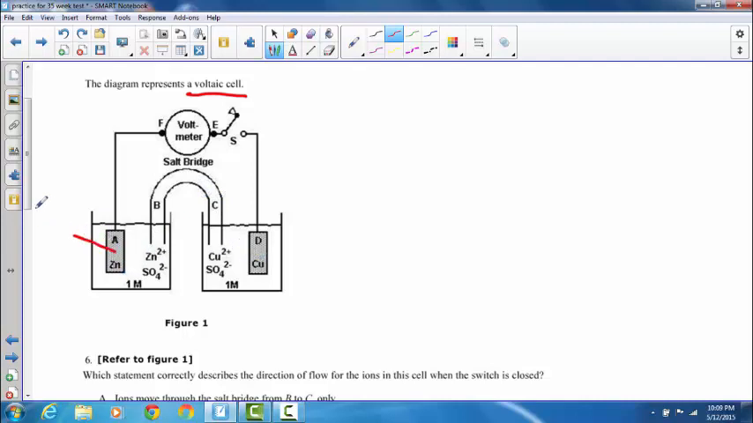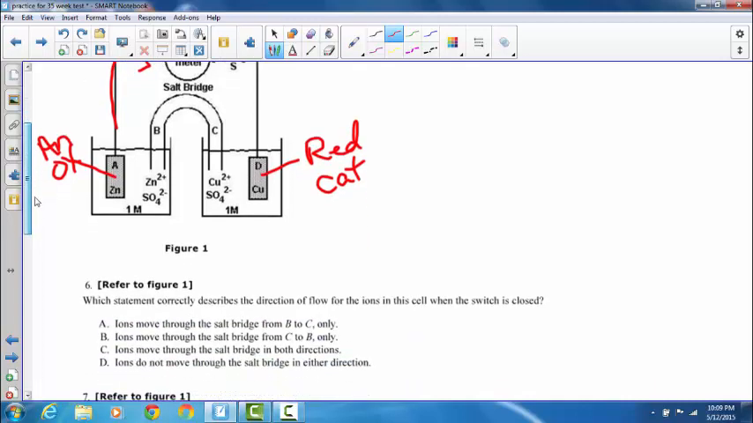Zinc is higher on table J, so I right away want to label that my an ox. And this side is lower, meaning it is going to be reduced, so that is going to be my red cat. This stands for the anode, the site of oxidation. This stands for the cathode, the site of reduction. Oxidation is losing electrons, so my electrons would go through the wire in this direction.